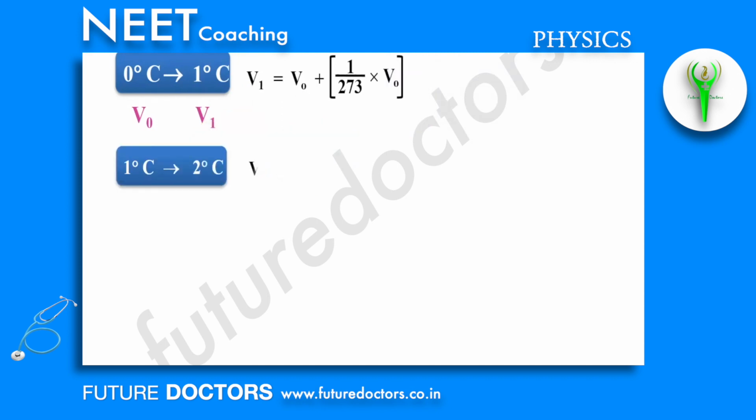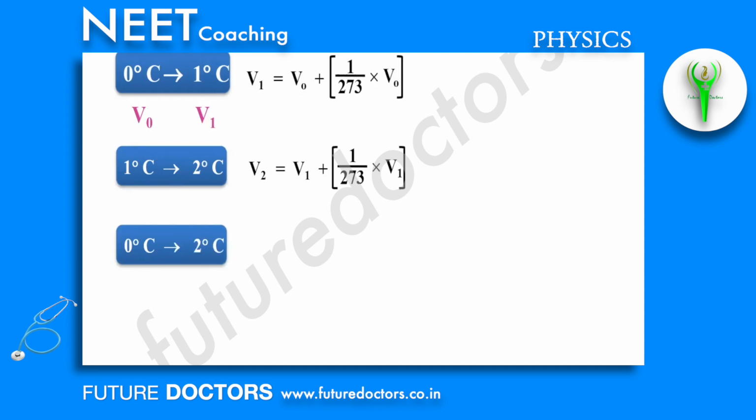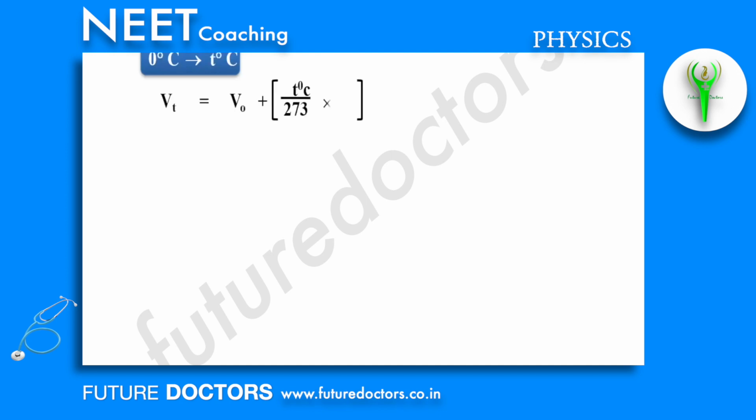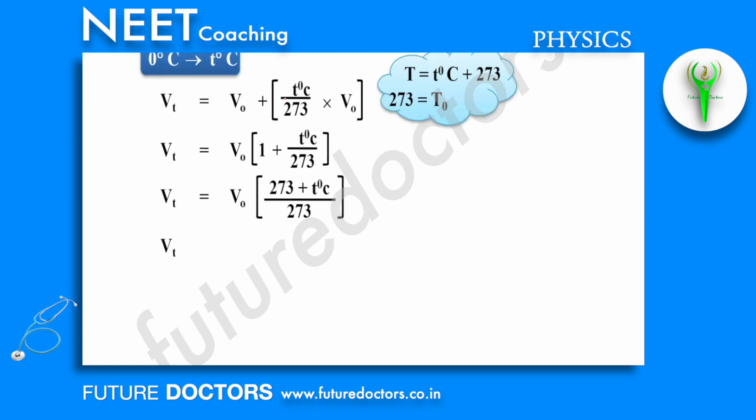So from 1 degree to 2 degrees, V2 is equal to V1 plus the increase in the volume. This is V2, directly from 0 to 2 degrees. This is from 1 to 2 degrees, so it is V1. This is from 0 to 2 degrees, so it is V naught, and this we are multiplying by 2 times. So V5 means V naught plus 5 times. Similarly for T degrees, it is V naught plus T degrees by 273 into V naught.